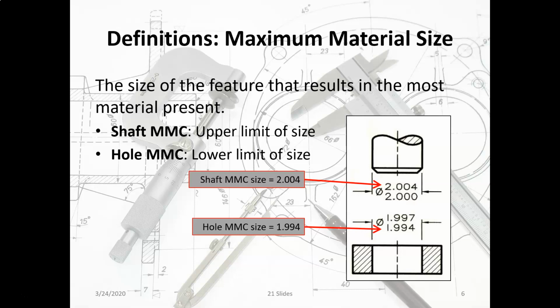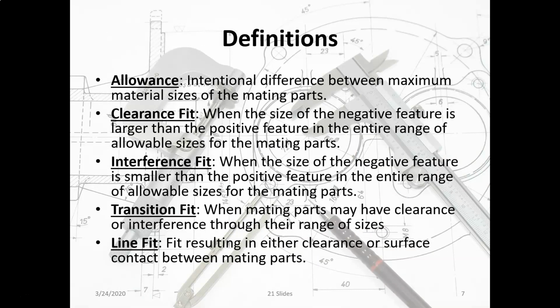Now, going forward from that, we can talk about a couple of different things. We can talk about allowance. Allowance is the intentional difference between the maximum material sizes of mating parts.